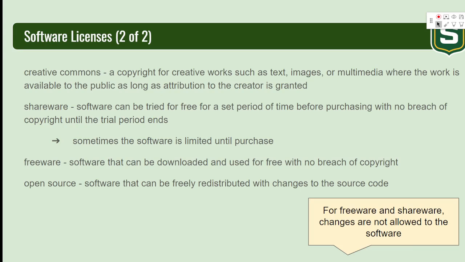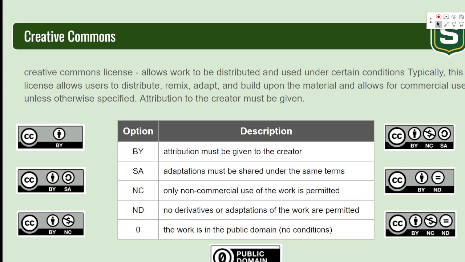Now, there's also something called open source software. Open source software is software that can actually be freely redistributed. So not only can you use it, but you can make changes to it and redistribute it. In fact, the video I am currently recording, I use OBS, which is open source video software. I actually use a lot of open source software when I create things.